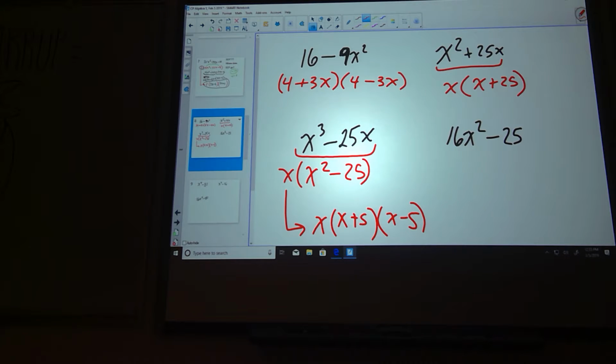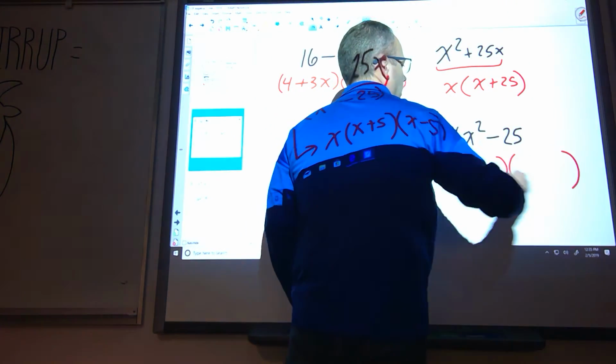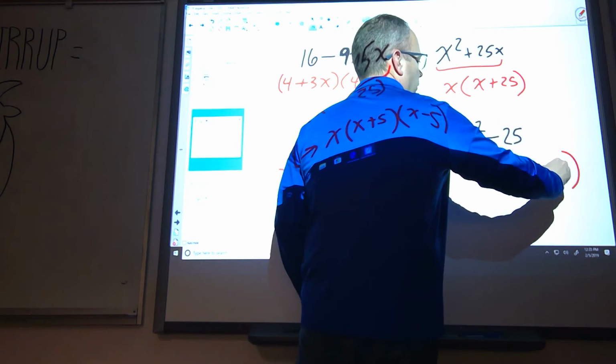That last one on the screen, 16x squared minus 25. Is 16x squared a perfect square? Yeah, because 4x times 4x is 16x squared. Agree? Is 25 a perfect square? Yeah, 5 times 5. Is that the difference of two squares then? Yeah, it's a subtraction problem between two perfect squares. So my answer is 4x plus 5 and 4x minus 5. Done.